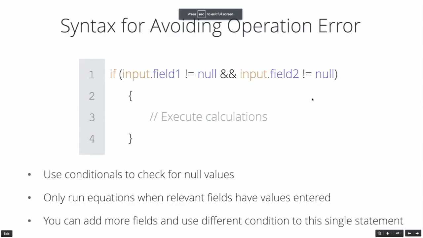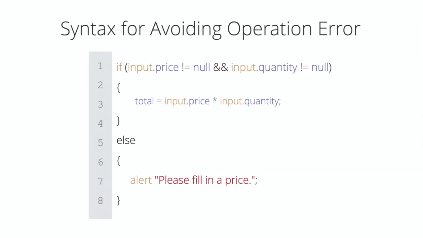Now, as we continue, we'll start to look at avoiding different operational errors. So make sure that you use conditionals to check for null values, the way that we just did on that example. So make sure you actually use those to make sure that you're not doing any of those calculations with null. And then only run the equations when you have all of that data entered. And finally, you can add more fields and then use different conditions for that single statement as well. So if you need to add an else, if you need to make this any more complex, you can definitely do so. So in this case, maybe we want to create an alert that actually lets them know, please fill in a price, right? This will pop up on the screen. So you can actually create these different types of exception handles inside of your application.